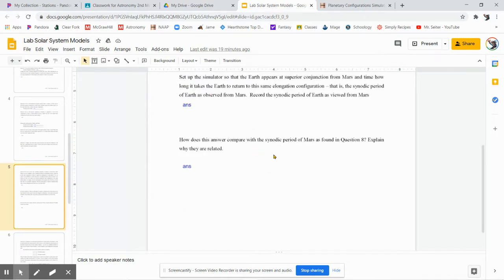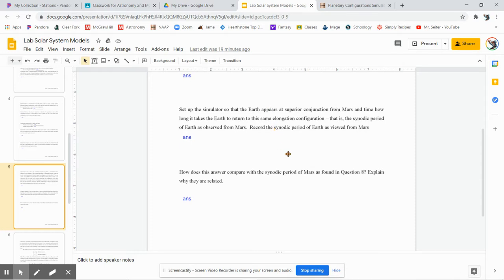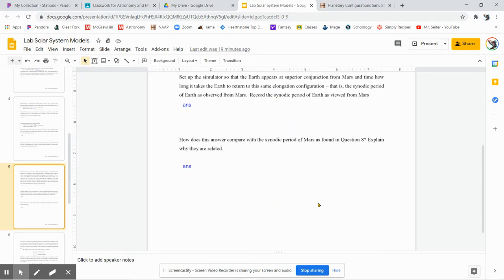How does this answer compare with the synodic period of Mars found in question 8? Explain why they are related. Okay, so compare Earth to Mars and then Mars to Earth, and then give me a comparison here.